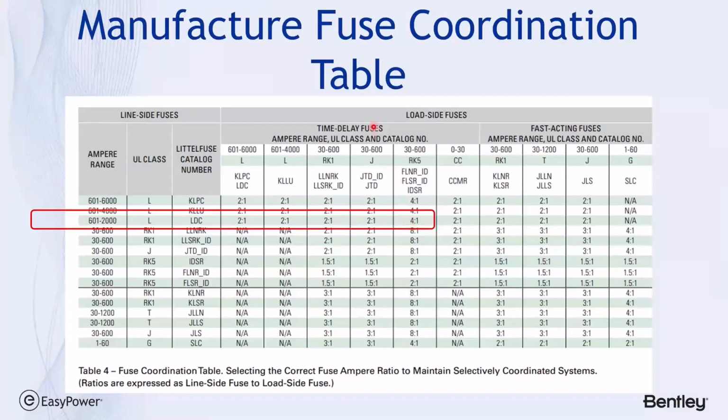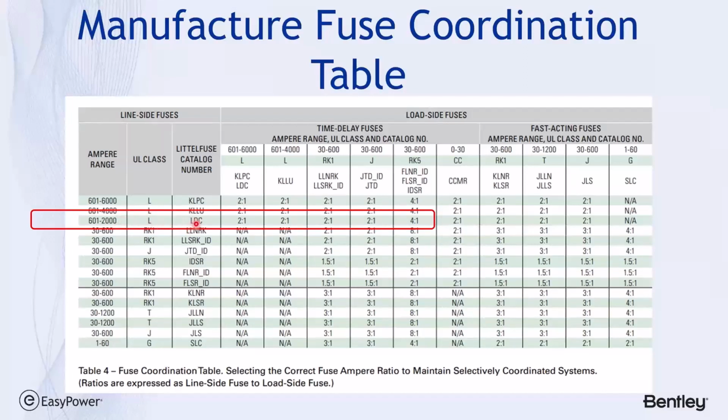Now, when we talk about coordination, I mentioned that you want to have tested results from the manufacturer. So this is an excerpt from, seems like it's Bussmann. I forget where I copied this from, but it gives me the amperage range, the UL class, the Littelfuse part number, and then the load side versus the amperage range for the fuse on the line side.